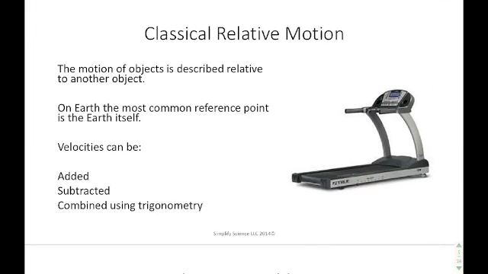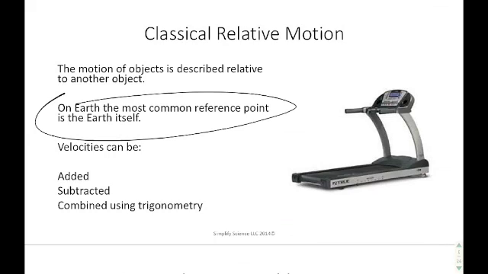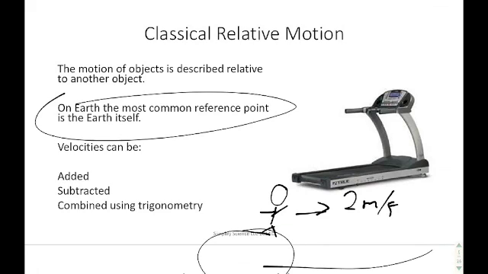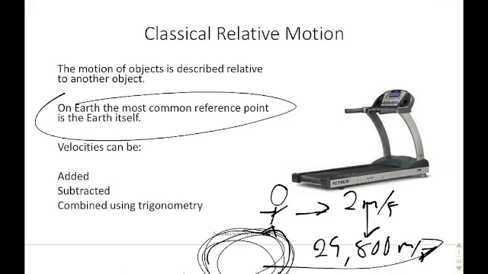Now, classical relative motion. We've already talked about this, but it's the idea that motion of an object is described relative to another object. On Earth, we talk about it in terms of the Earth. So if I'm walking this way, I say that I'm walking at 2 meters per second. I don't say that I'm walking on the Earth, which is moving very, very quickly, something like 29,800 meters per second. I don't add my 2 meters per second to that, because I'm assuming that everybody I'm talking to is on the Earth and therefore moving at the same rate through the solar system as I am. Earth is the common reference point that we talk about. So because of that, velocities can be added, subtracted, and combined using trigonometry.